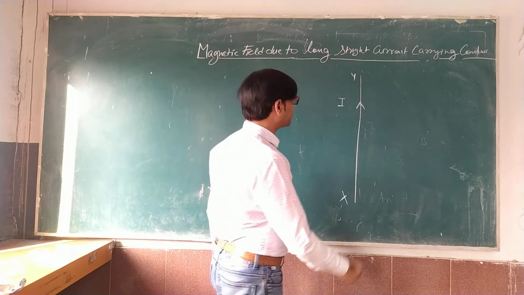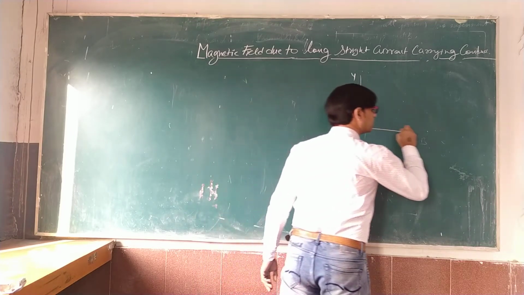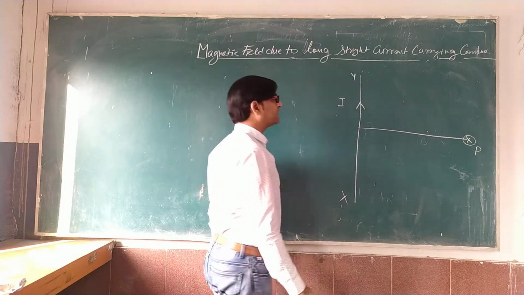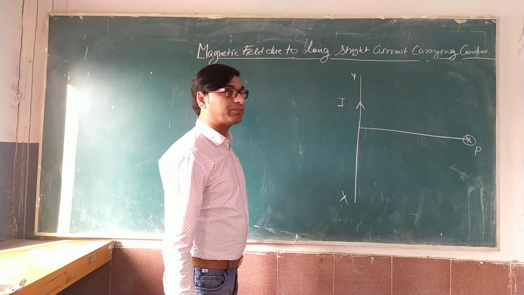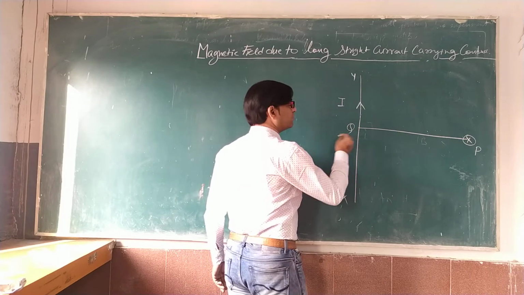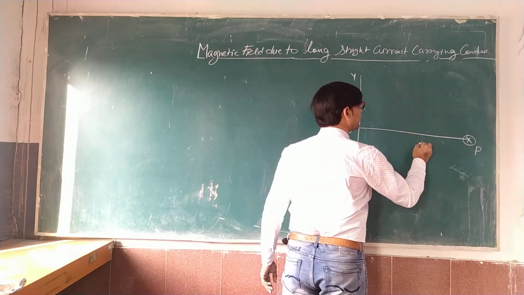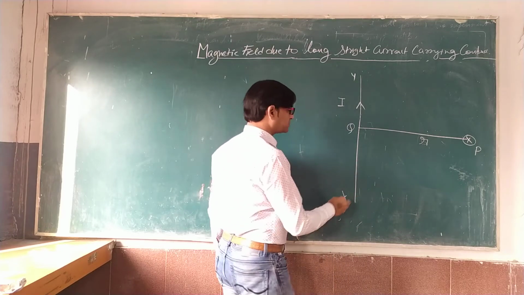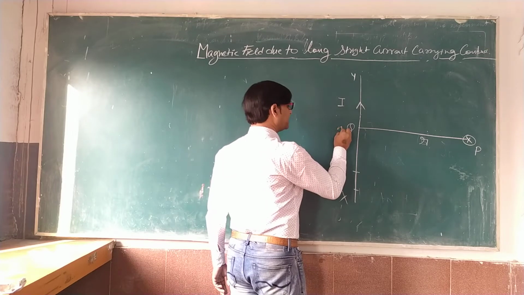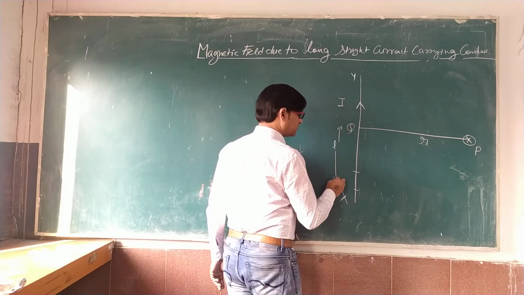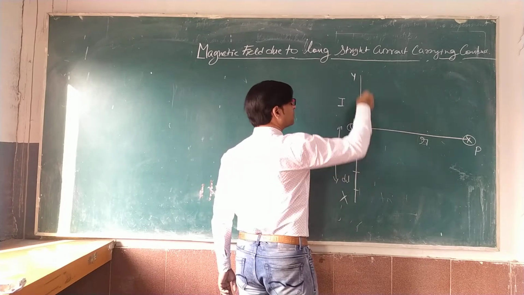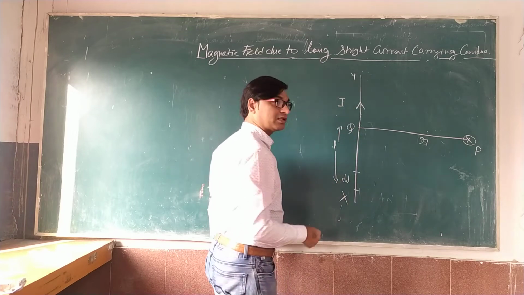So we are considering a point P. At P, we will determine the magnetic field due to this current carrying conductor. Suppose that this is the point Q and the distance of this is R, and suppose that there is a current element of this conductor here at L distance away from this point Q, and this is dl carrying current I, the same current, because this is a part of the same conductor.